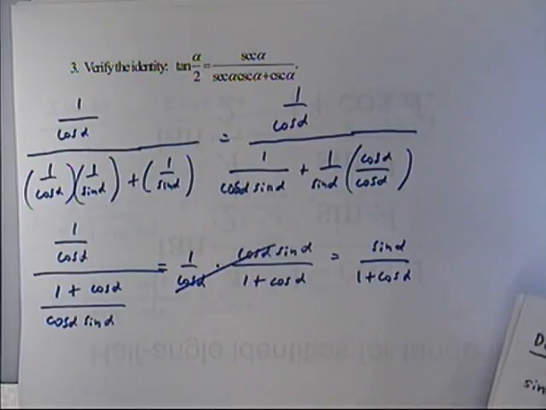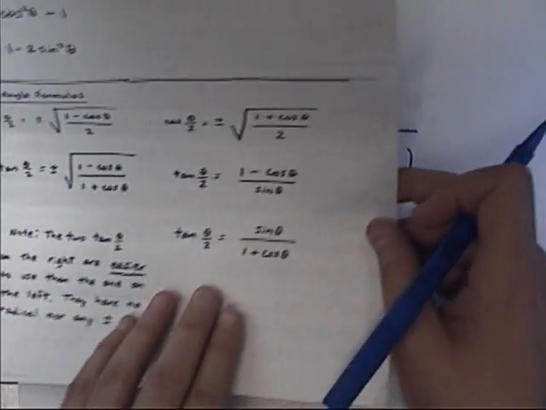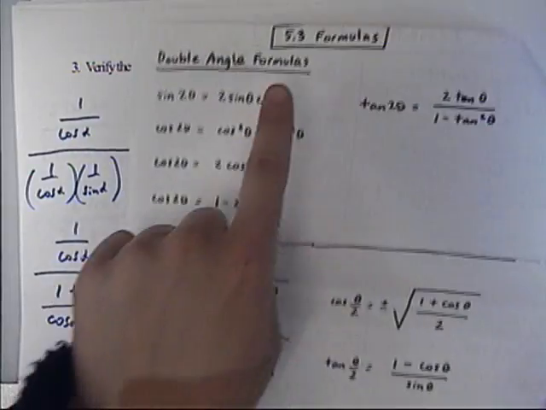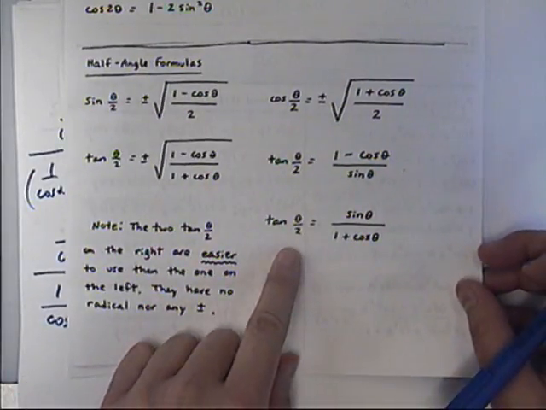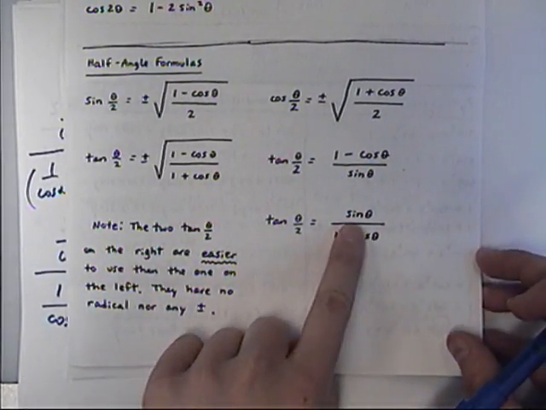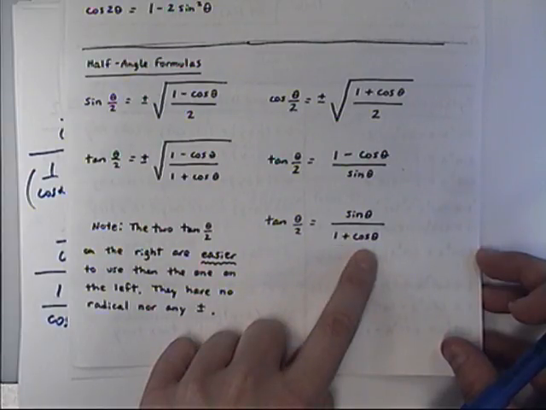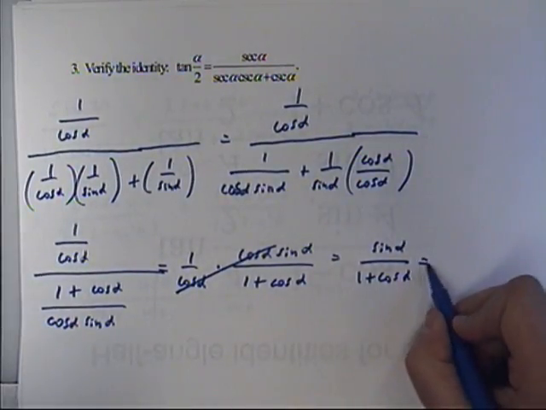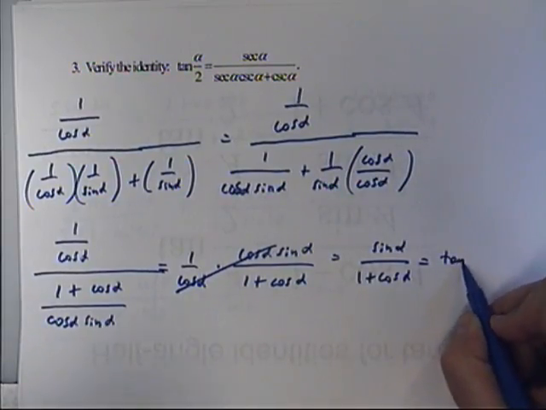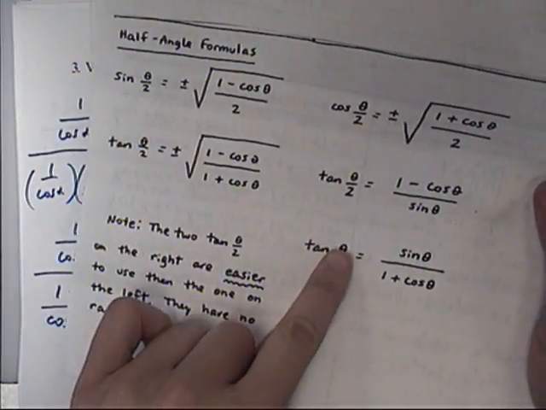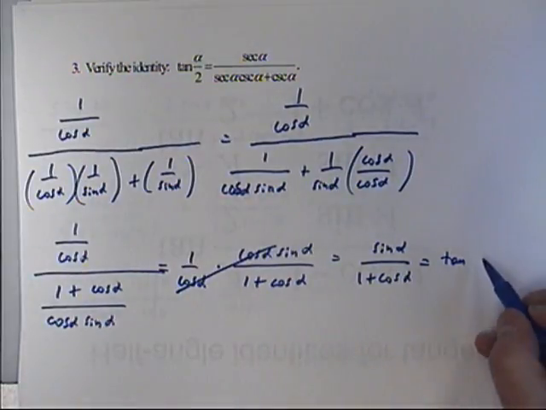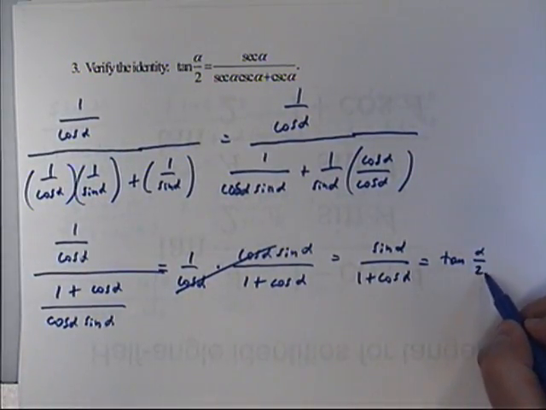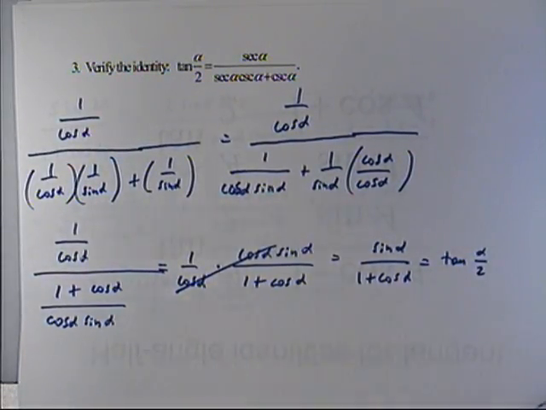If you look at your page right here, this is the 5.3 formulas page. It's right here. Tangent of a half angle equals sine over 1 plus cosine. That is this. So we simply say that that equals the tangent of theta over 2. In this case, it's the tangent of alpha over 2. And that's it. We've verified the identity.